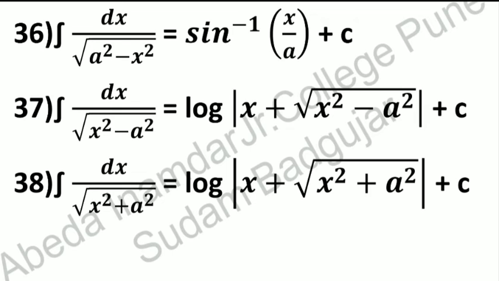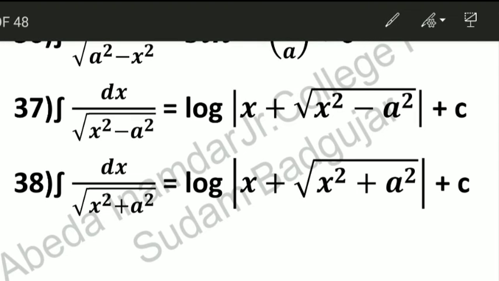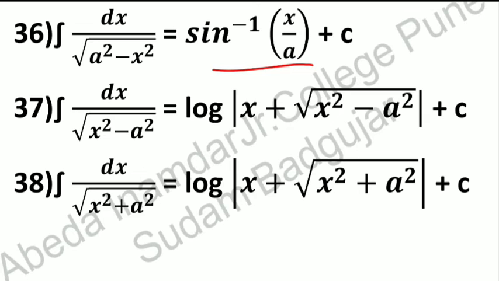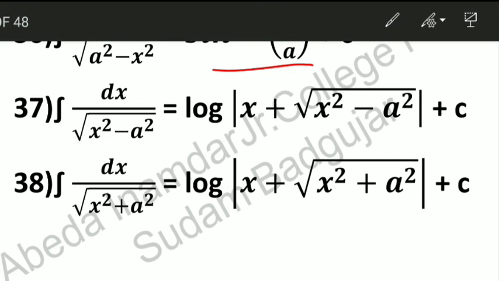Okay. All are in under root form. So its result becomes sin inverse of x upon a. The second and third are similar. When you have to apply sin inverse here, that is integration of dx upon under root of a square minus x square, if the coefficient of x square is negative, then it becomes sin inverse of x upon a.